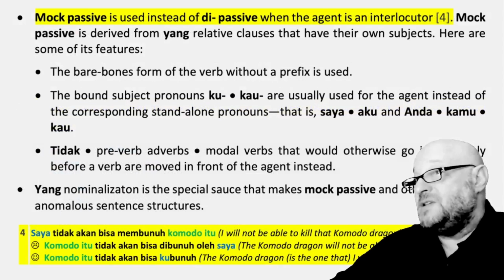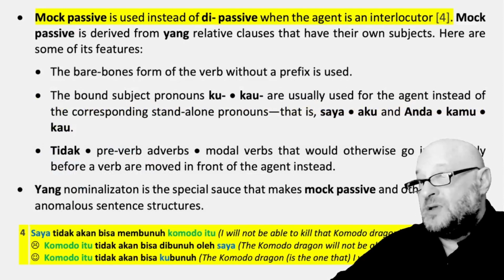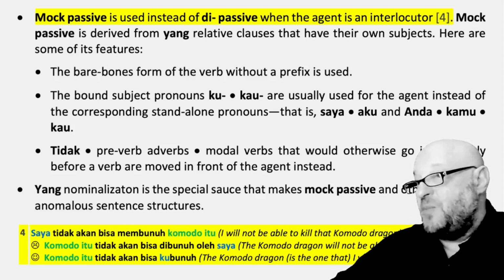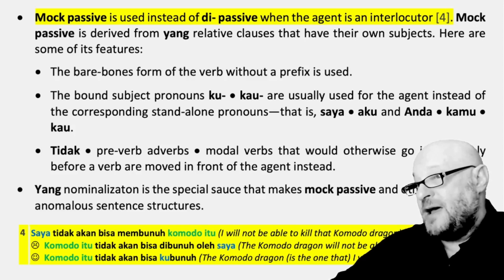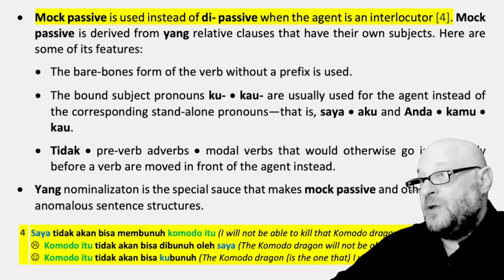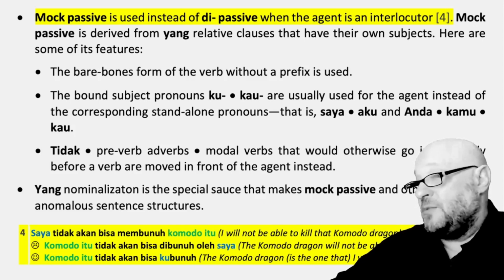Mock passive is used instead of di- passive when the agent is an interlocutor. Example 4, the active sentence, saya tidak akan bisa membunuh Komodo itu, I will not be able to kill that Komodo dragon, becomes in mock passive, Komodo itu tidak akan bisa kubunuh. The Komodo dragon is the one that I will not be able to kill.